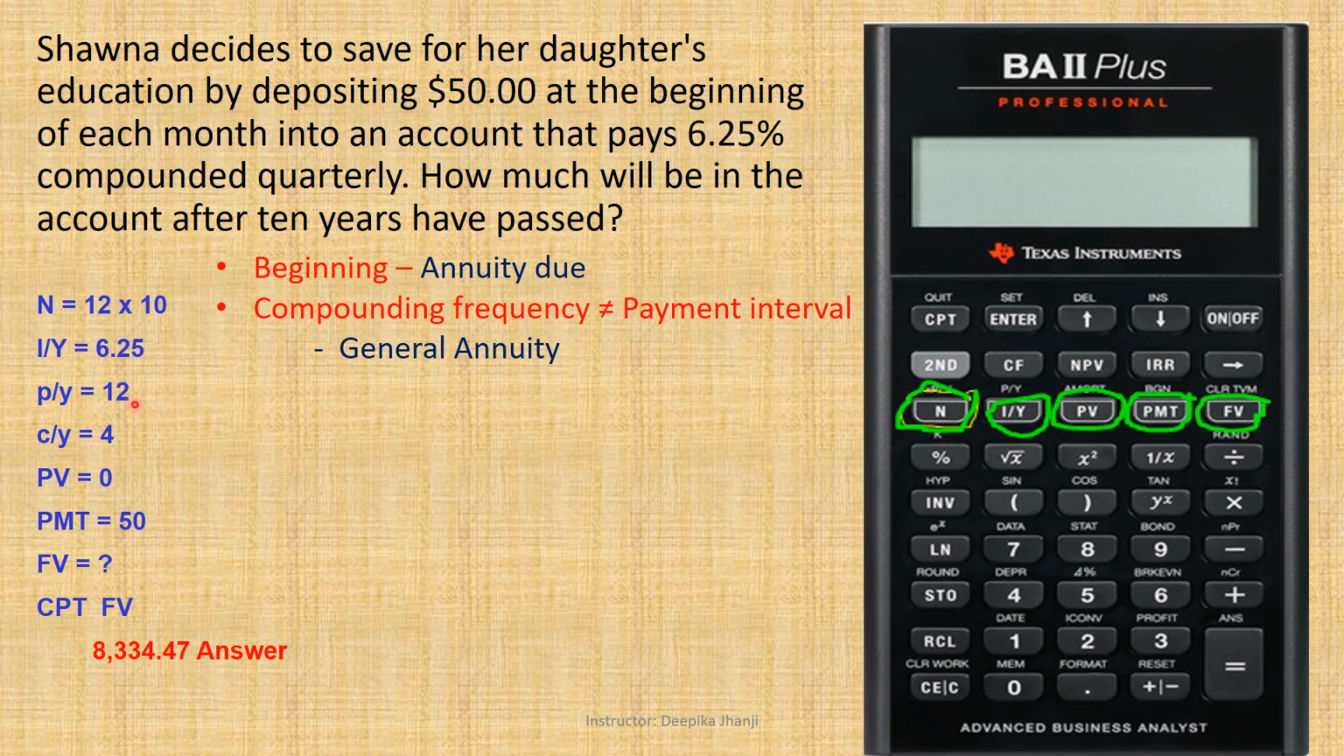Payment per year is 12, compounding per year is equal to 4 because the rate of interest is compounded quarterly. Quarterly means 4 times. So CY is 4. Present value is 0 and then payment size is 50. We want to calculate the accumulated money, that is the future value. When you compute future value, you get $8,334.47. Please feel free to pause the video and enter all these values in your calculator to compute future value.